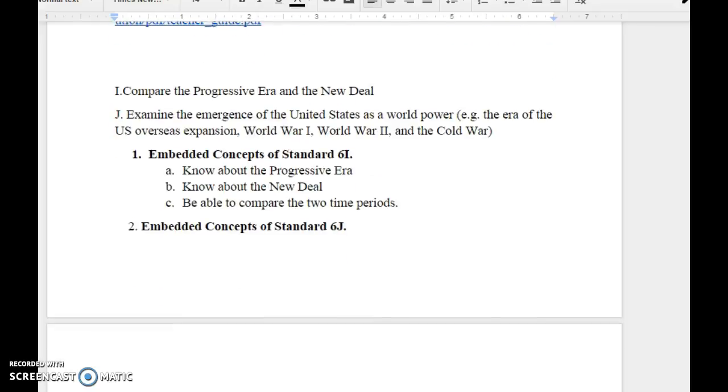The embedded concepts for Standard 6I is that I should obviously know about the Progressive Era, and also know about the New Deal era, and then I should be able to compare these two different time periods in history.